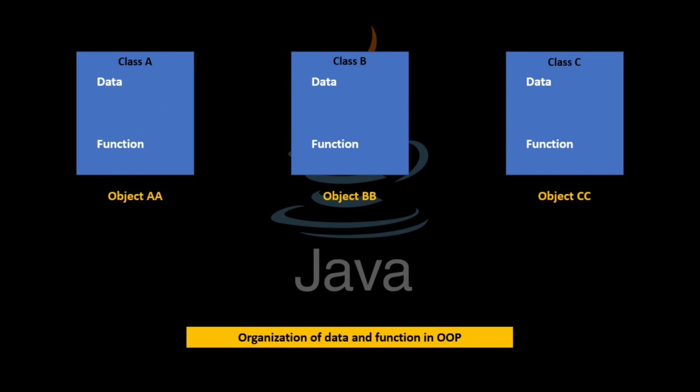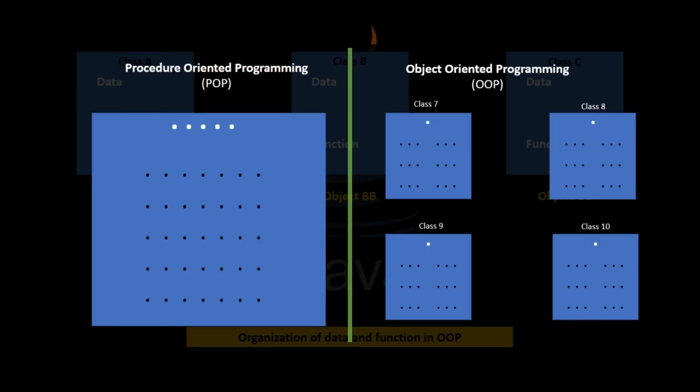Now, for a better understanding of the concept of class, I would like to give you an example where I am going to compare procedural-oriented programming and object-oriented programming. Let's suppose this is the hall of your school, where you go or stand for the prayer. These are your teachers, and these are the queues of your students of different classes.